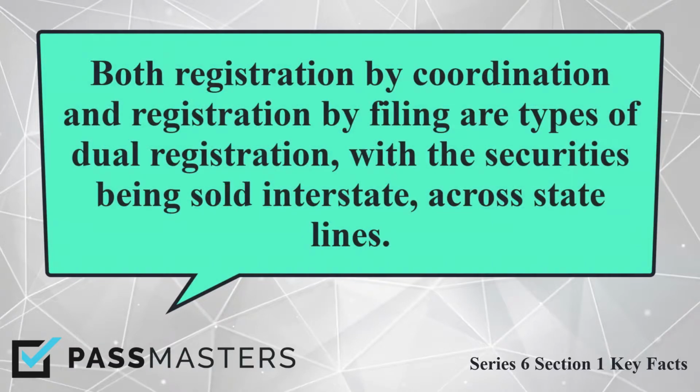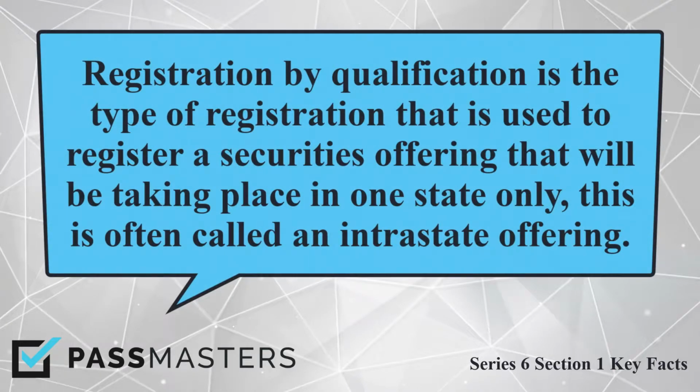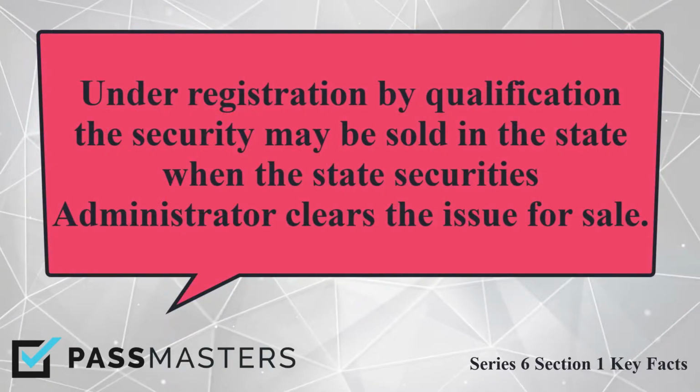Both registration by coordination and registration by filing are types of dual registration, with the securities being sold interstate across state lines. Registration by qualification is the type of registration that is used to register a securities offering that will be taking place in one state only. This is often called an intrastate offering. Under registration by qualification, the security may be sold in the state when the state securities administrator clears the issue for sale.